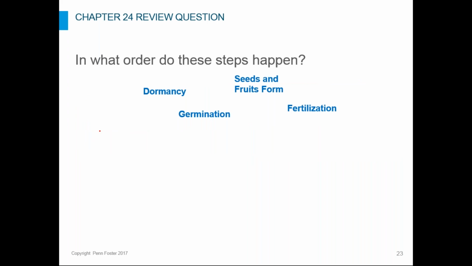And we have one more review question here. Here are 4 different steps that are part of the reproduction of flowering plants. So in what order do these 4 steps happen? Let you think about it for a few seconds, then we'll go over it.